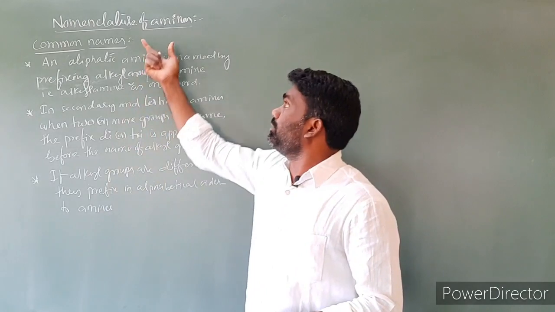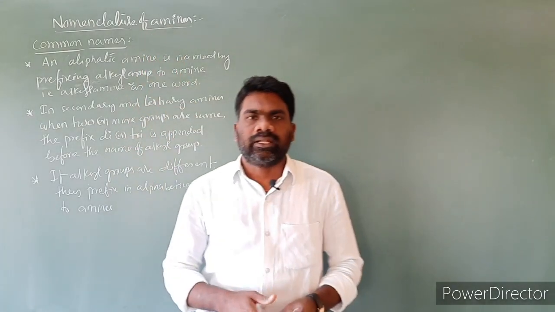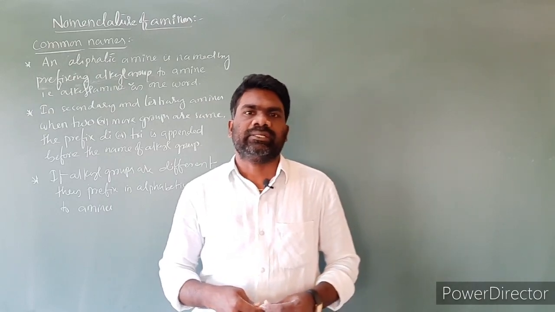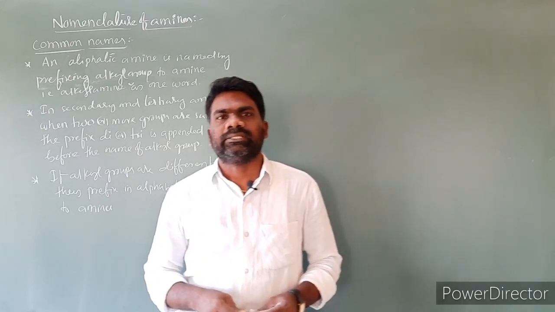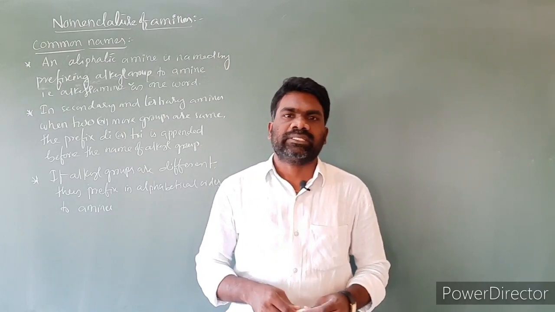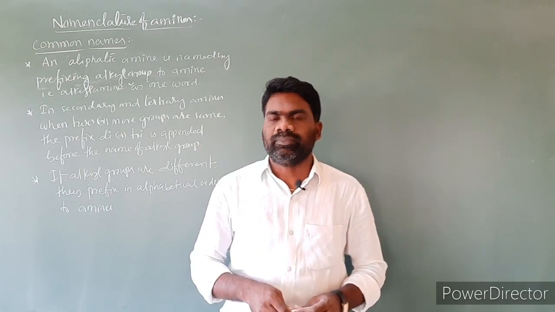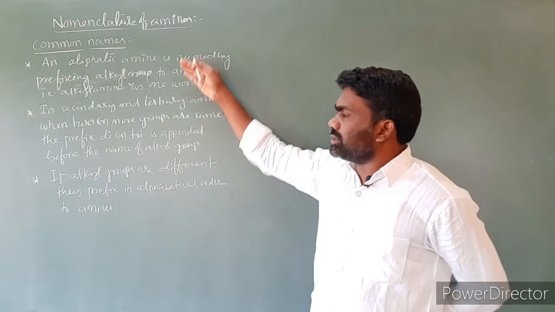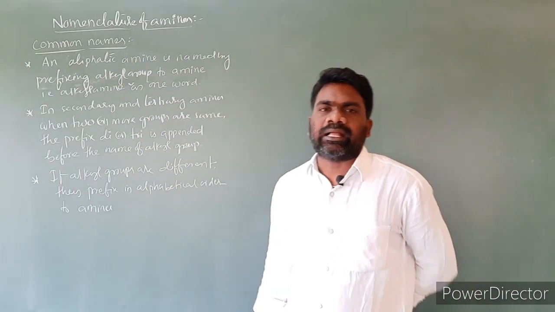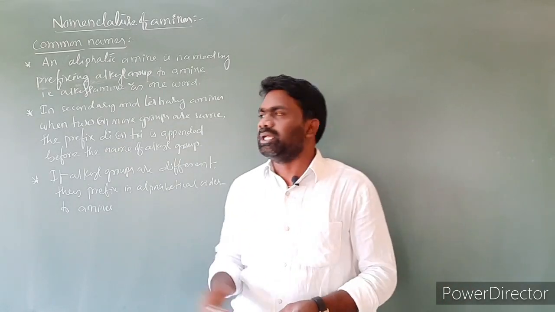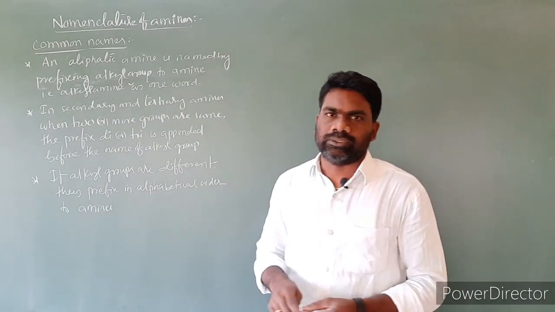Next, nomenclature of amines. There are two systems of nomenclature of amines. Among them, the first one is common names. The second one is the IUPAC system or IUPAC names. Now we will discuss one by one in detail. The first one is common names of amines. I wrote some rules on the board to write the common names of amines. Now we will discuss some examples by applying these rules.